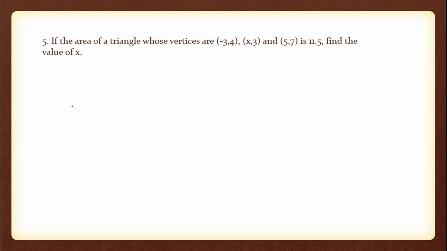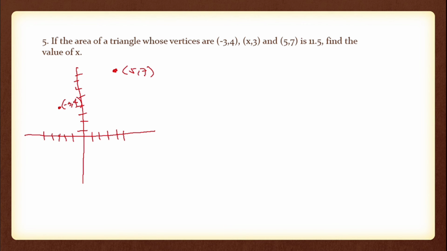So let's graph. Okay, let's have a graph. I forgot to write here, graph here, graph here. So negative 3 and 4. X is equal to x and 3. 5, 7. Where's 5, 7 here? 5 and 7. If we're going to plot x, 3, so this is positive.